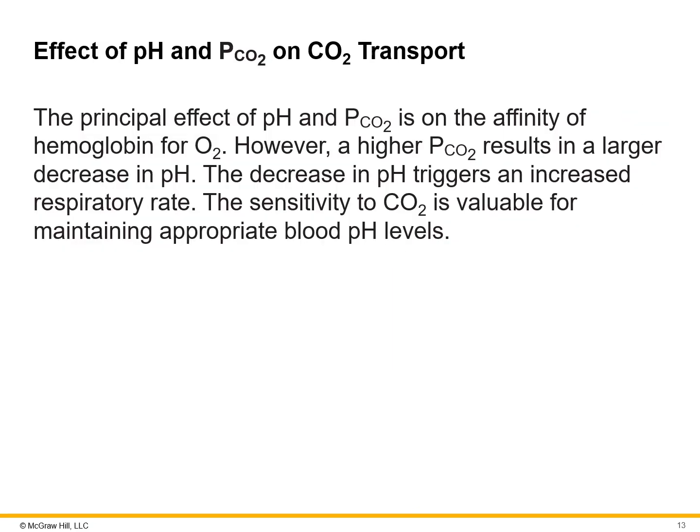Our main effect of that pH and the partial pressure of carbon dioxide is on how much hemoglobin is attracted to oxygen, or that affinity. So again, the higher pressure of carbon dioxide causes a larger drop in the pH. That drop in the pH increases respiratory rate, and that sensitivity to carbon dioxide is valuable for maintaining the pH. I said we would talk more about bicarbonate when we talk about acids and bases in later chapters.